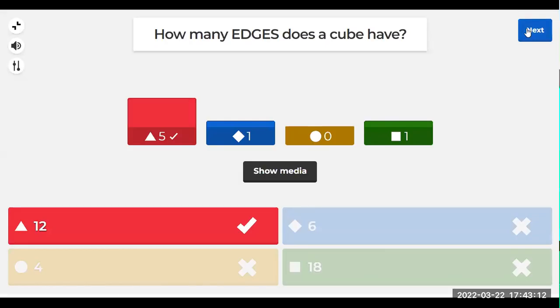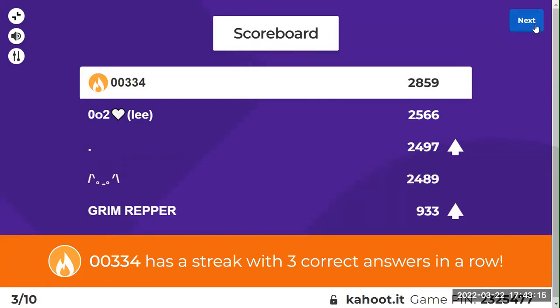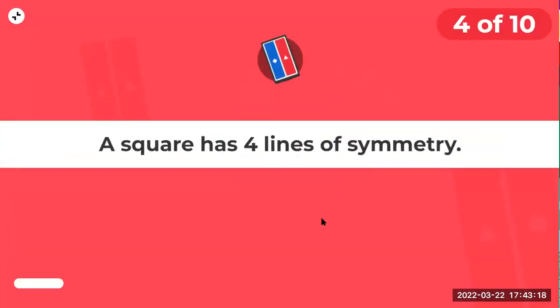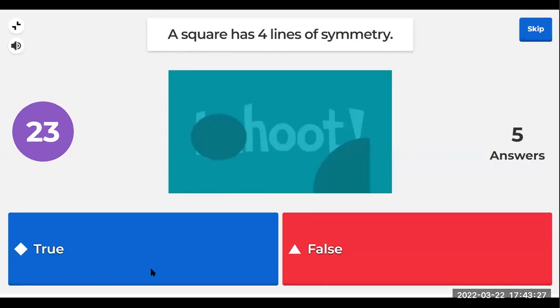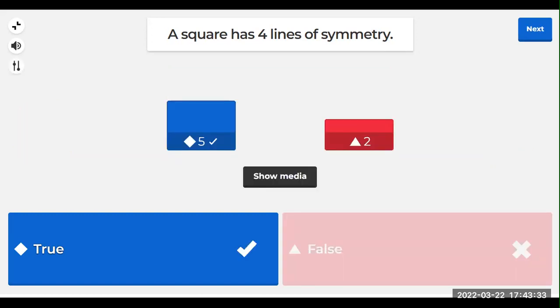So let's proceed to the game again. So we have a tough battle going on here. Right, so a square has 4 lines of symmetry. Is that true or false? The answer would be true. A square does have 4 lines of symmetry.